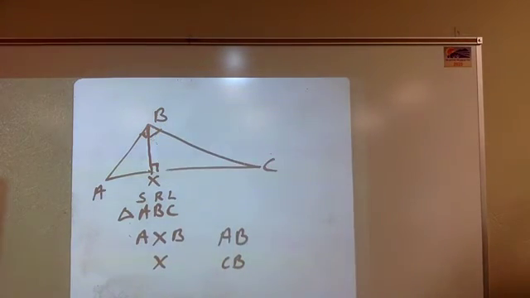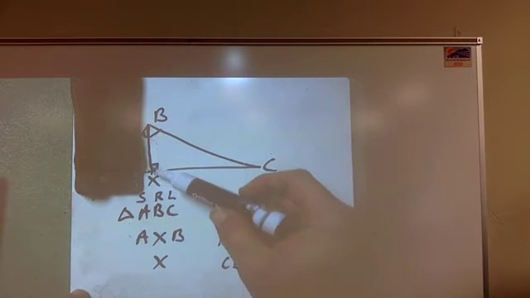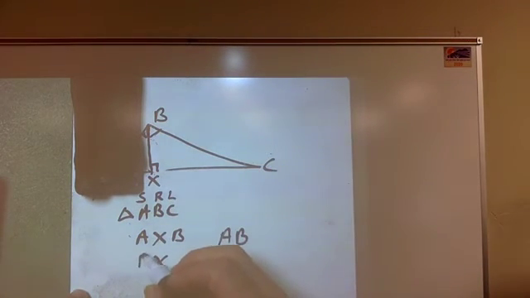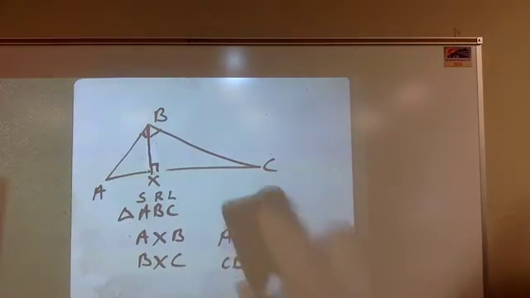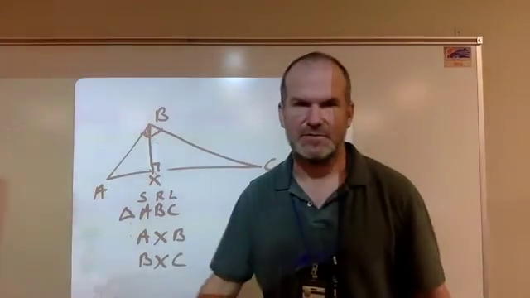Now it's a little easier to tell in this one. Which one is closest to X, which is the short side? B is. So this is B, X, C. So that's how you would write the second two triangles if you wrote ABC as your first one.